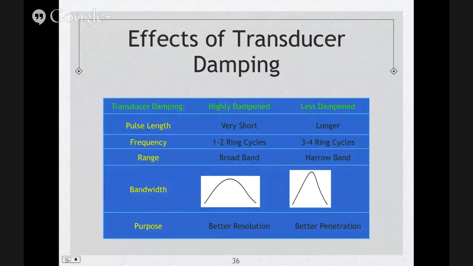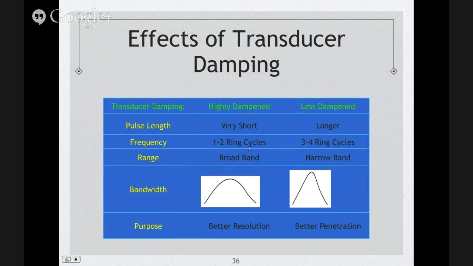So effects of transducer dampening, right? Here we have a highly dampened and a less dampened, or longer pulse length, shorter pulse length. The pulse length is going to be very short in highly dampened, because you're dampening a lot. In less dampened, you're going to have a longer pulse length. The frequency, 1 to 2 ring cycles, the range, your bandwidth, how it's going to look.